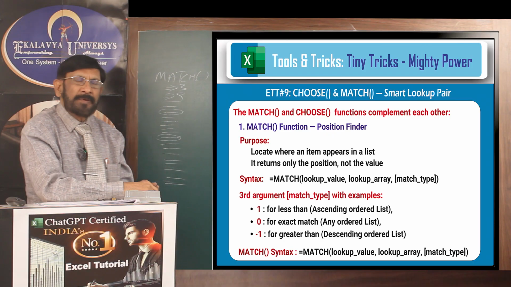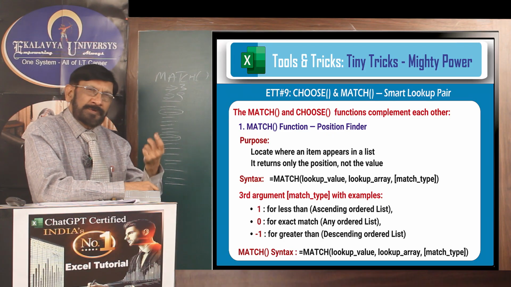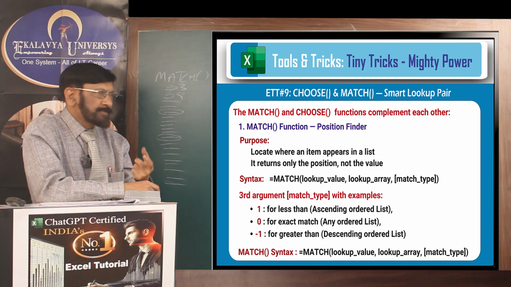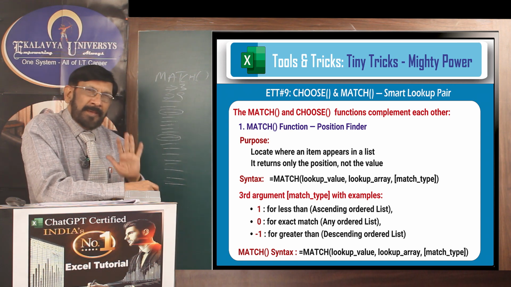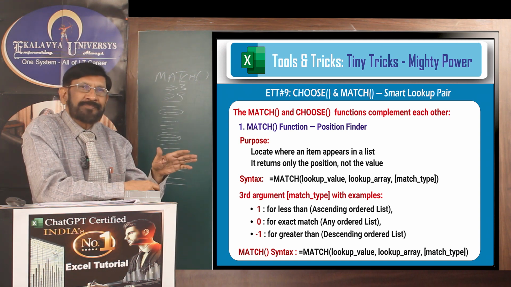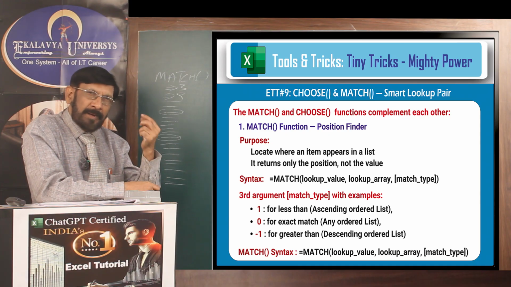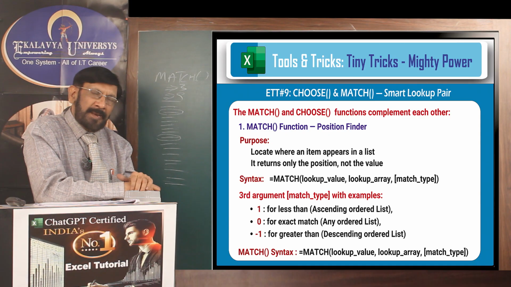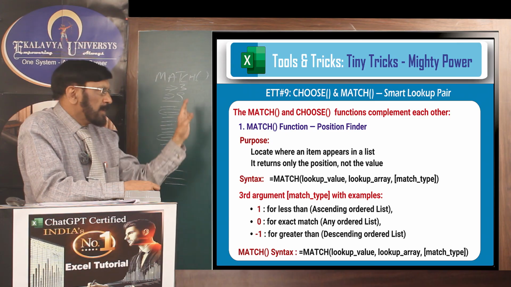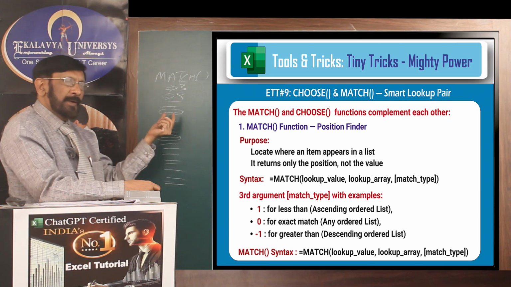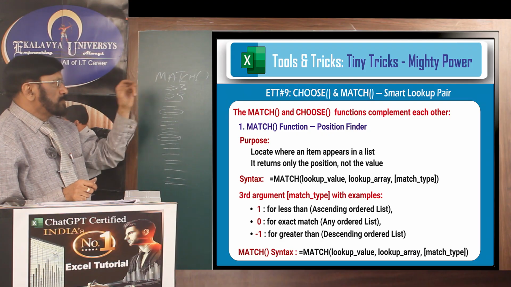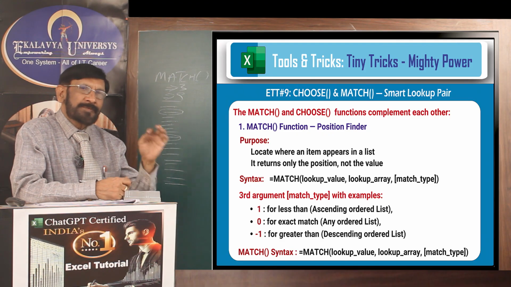So whenever you want to find out the position of a particular data item in a list, you can use the MATCH function. The size of the list is immaterial. In the list, there may be 10 data items, or 100 data items, or 1000 data items, or a lakh data items. N number of items may be there. But if you want a particular data item, by using MATCH, you can find out its position.